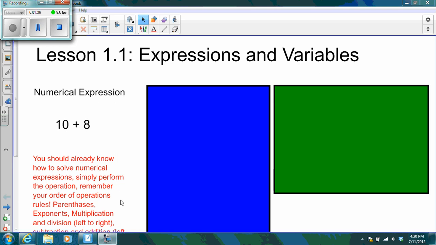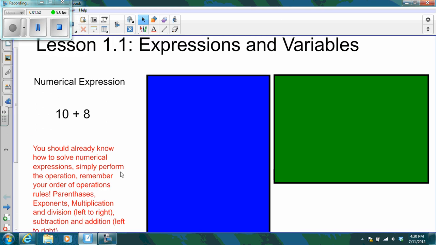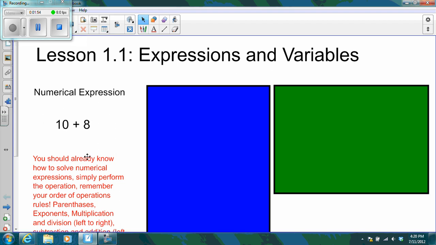At this point, you should know how to solve this type of problem, but you should remember your order of operations. So remember, you do your parentheses first, then exponents, multiplication, and division in order from left to right, and then subtraction and addition in order from left to right. So that's a numerical expression.